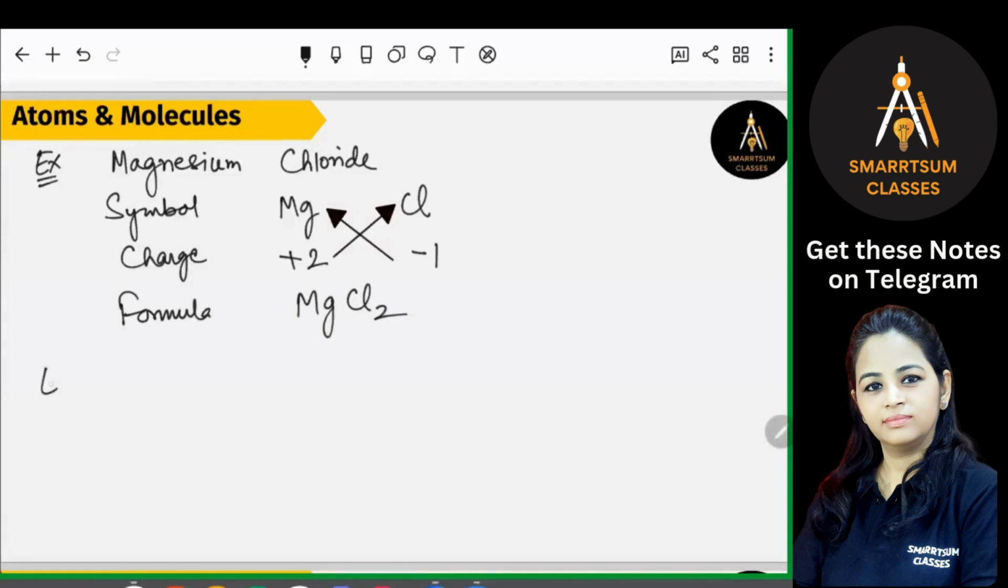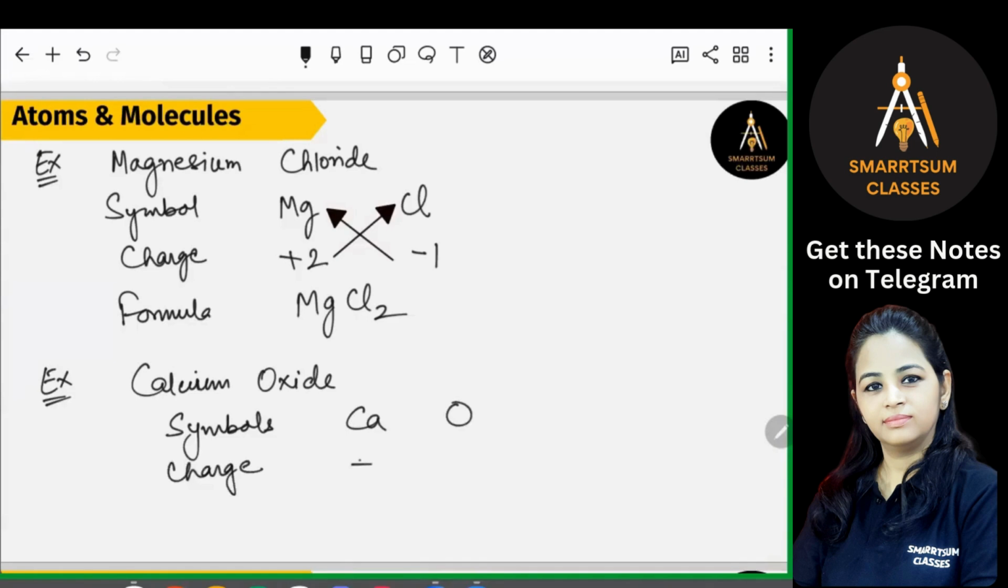Okay, is that clear? Now similarly, another example. Calcium oxide. Now, what are the symbols? First, write down the symbols. For calcium, it is Ca. For oxygen, it is O. Right. Now, what are the charges? Charge of calcium is +2, whereas oxygen is -2. Opposite charges. Valency is same, 2 and 2. So, what will be the formula now according to the crisscross method? It will be Ca2O2.